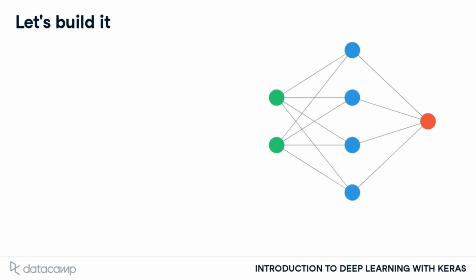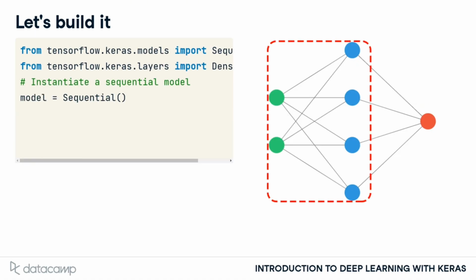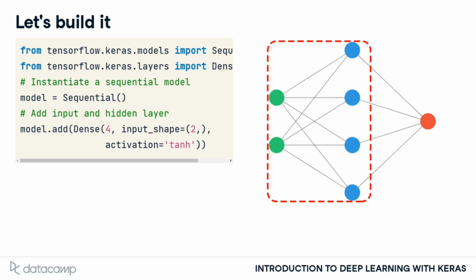So let's build our model in Keras. We start by importing the sequential model and the dense layer. We then instantiate a sequential model. We add a hidden layer of 4 neurons and we define an input shape, which consists of 2 neurons. We use the tanh as the activation function for this hidden layer. Activation functions are covered later in the course, so don't worry about this choice for now.